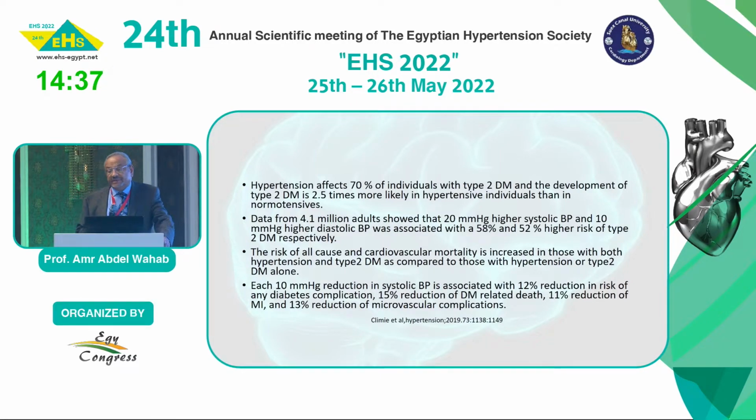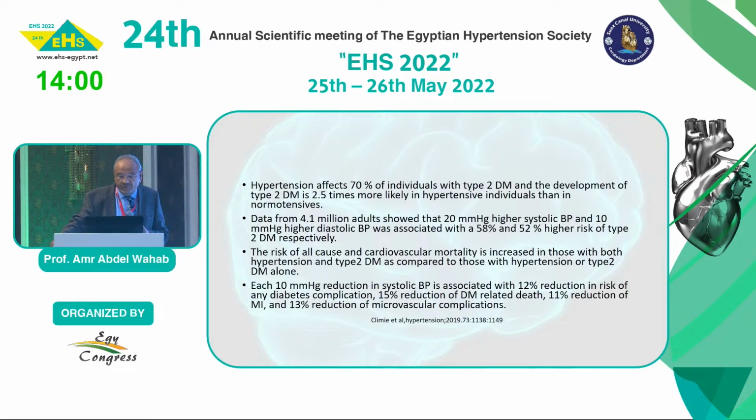Hypertension affects 70% of individuals with type 2 diabetes, and type 2 diabetes has 2.5 times the risk to occur in hypertensive individuals than in non-hypertensive. For every 20 millimeter higher systolic blood pressure and 10 millimeter higher diastolic blood pressure, there was association with 58% and 52% higher risk for type 2 diabetes, respectively.